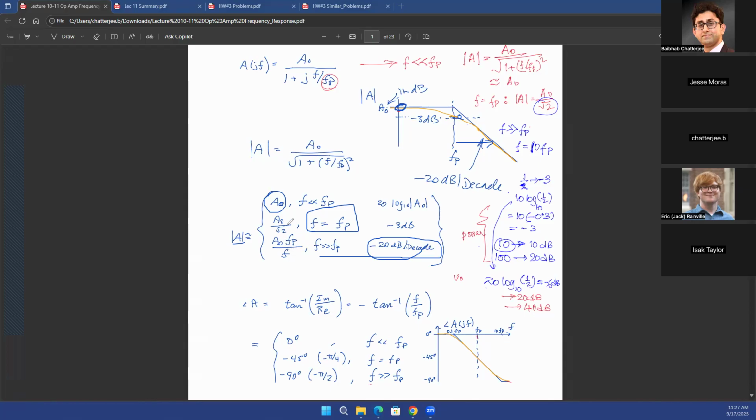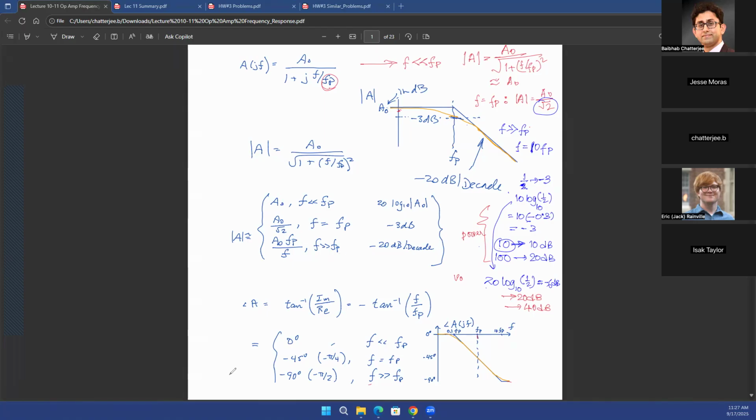At F equal to Fp, from this equation you'll see that you have a gain of A naught, but in reality, you have a gain of A0 over square root of 2. So this is just an approximation. That third term, A0 times Fp over F, is true if your F is much, much larger than Fp. If it is just a little larger than Fp, then the most accurate representation should be A naught over square root of 2 times Fp over F.